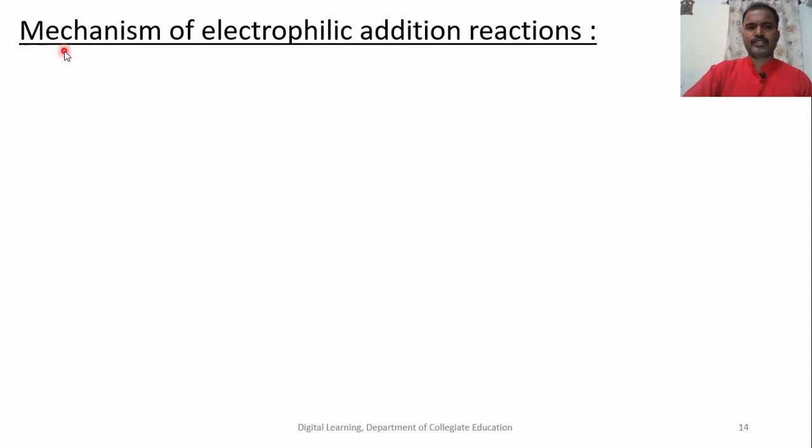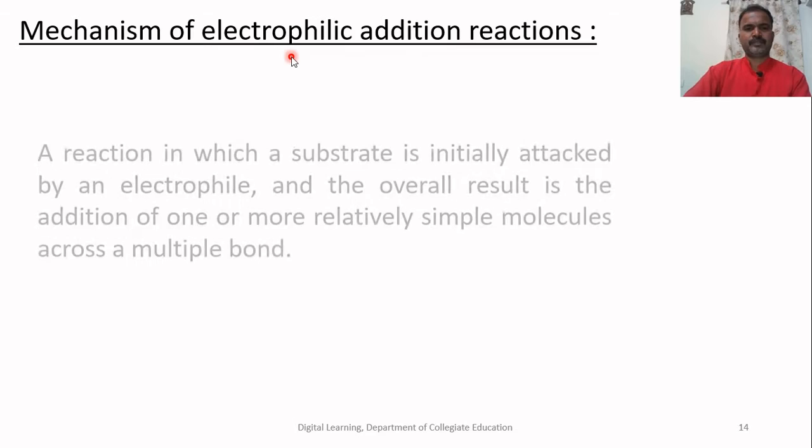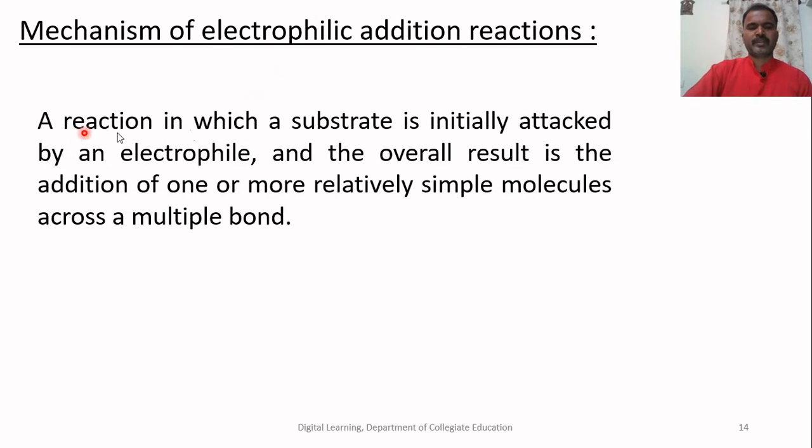So before discussing the mechanism, let me consider what is meant by an electrophilic addition reaction. It is very simple. A reaction in which a substrate is initially attacked by an electrophile and the overall result is the addition of one or more relatively simple molecules across a multiple bond is called an electrophilic addition reaction.